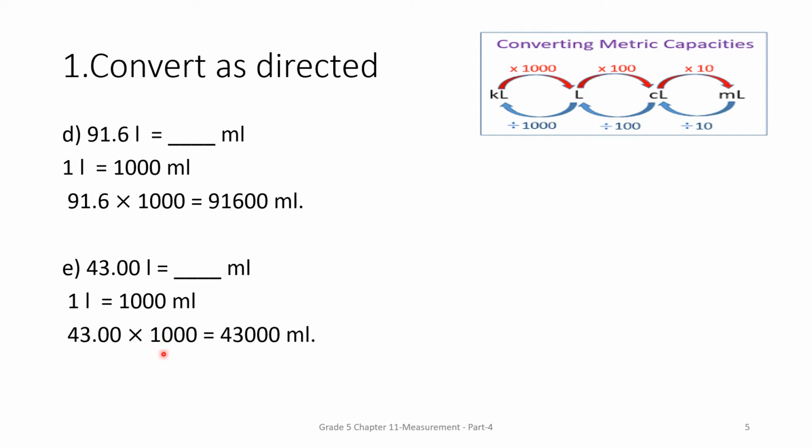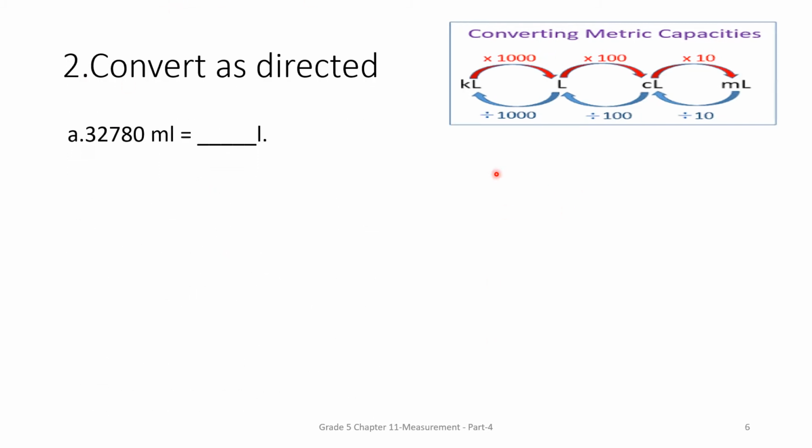So here we have 3 zeros in 1000, so we have to shift this decimal point to its right by 3 digits. So see, after decimal point here we have only 2 digits, but we need to shift by how many digits? By 3 digits. So for that we have to put one more zero. Okay, so our answer will be 43000 milliliters. Okay, scholars, here we have completed question number 1 of exercise 11.4. Now we'll start with question number 2.